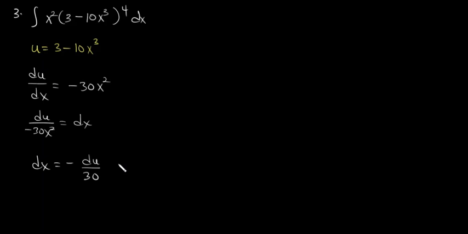So now let's do the substitution. We have the integral of x squared multiplying u to the power 4, and our dx is now minus du over 30x squared. Sorry, I omitted the x squared earlier. This is what we have.